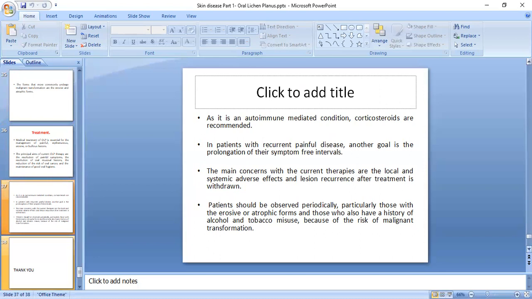The main concern with the current therapies is the local and systemic adverse effects and lesion recurrence after treatment is withdrawn. Patients should be observed periodically, particularly those with the erosive or atrophic forms, and those who also have a history of alcohol and tobacco misuse because of the risk of malignant transformation.